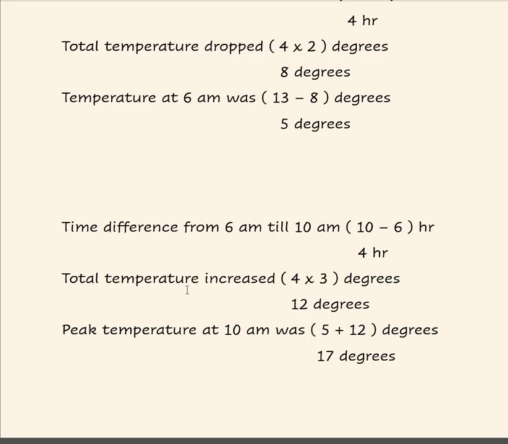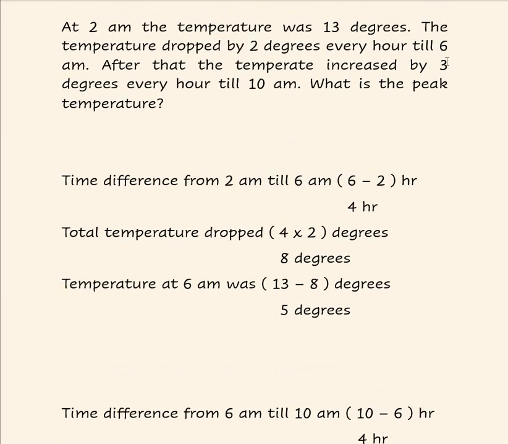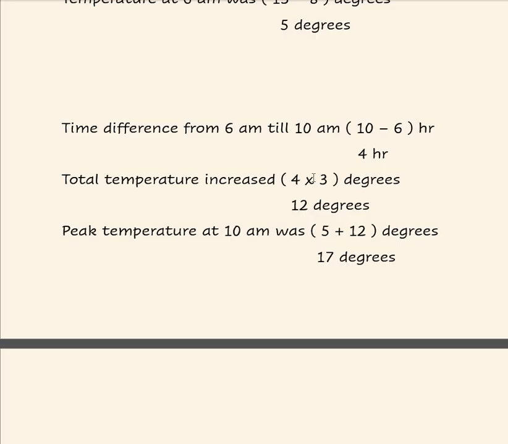So the total temperature increase in these 4 hours is 4 times 3, since every hour the temperature increased by 3 degrees till 10 a.m. So the total temperature increase in these 4 hours is 4 times 3, or 12 degrees.